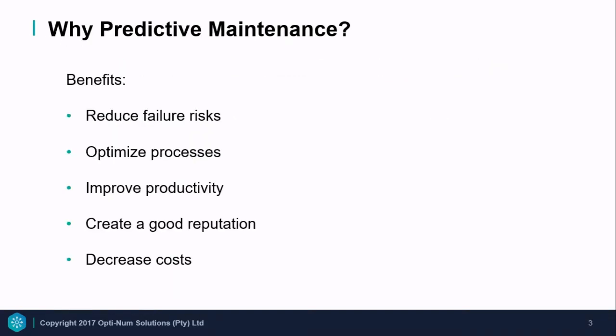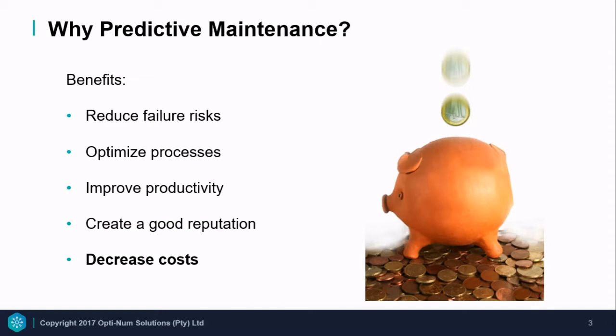So why are we looking at predictive maintenance specifically? Well, it has many benefits. By predicting when failures might occur, you greatly reduce failure risks. You can also optimize processes that you use on a daily basis, thereby improving the productivity of your company. If you do all of this, you will definitely create a good reputation for your company. However, the main benefit is that you can drastically decrease costs. By reducing the number of failures that occur, you reduce the expenses on damage repairs, and you also spend less money unnecessarily replacing components that are still in a good condition.